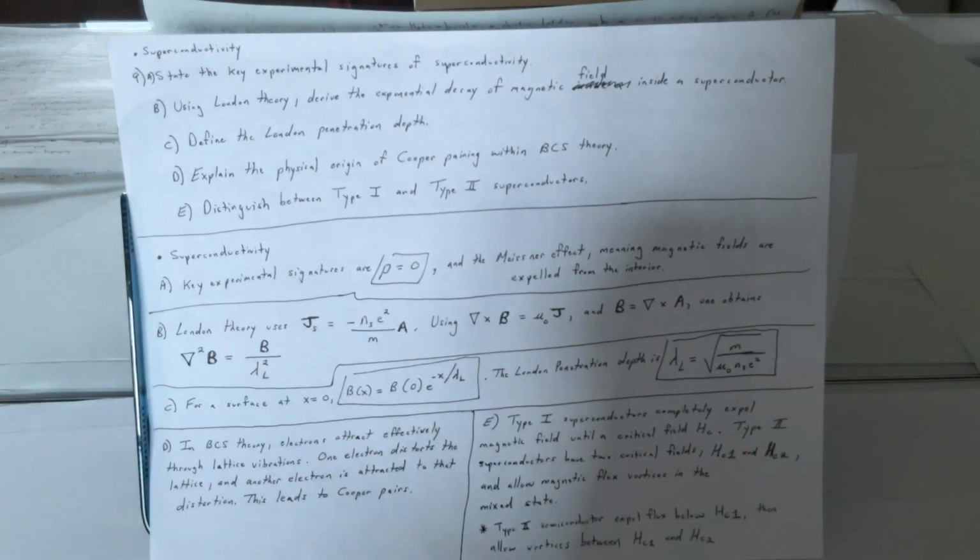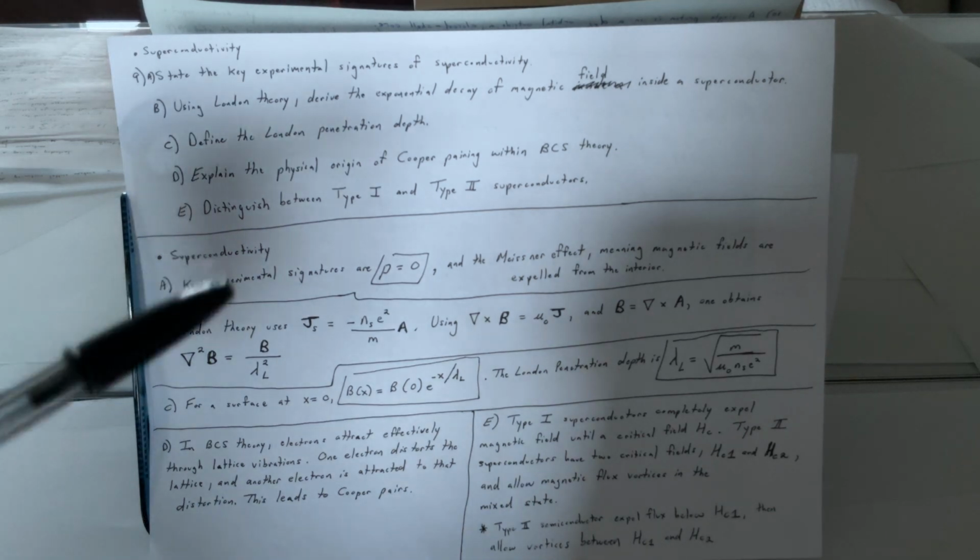Number 9, superconductivity, problem A, B, C, and D. A, state the key experimental signatures of superconductivity. B, using London theory, derive the exponential decay of magnetic field inside a superconductor. C, define the London penetration depth. D, explain the physical origin of Cooper pairing with BCS theory. E, distinguish between type 1 and type 2 superconductors. So this is canonical notes type stuff.